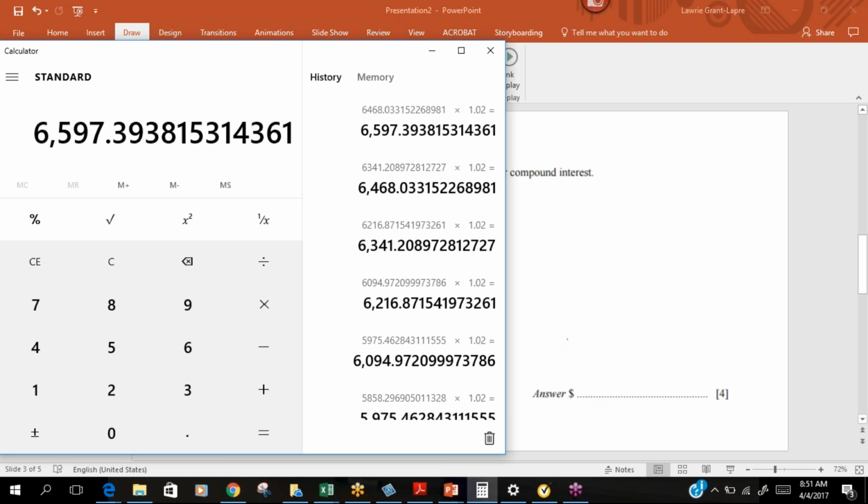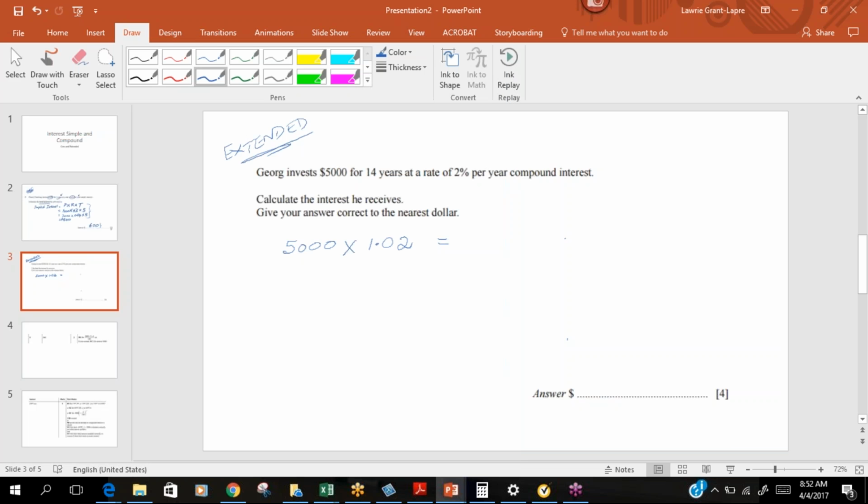Now here we have the answer after 14 years. This is compounding. Each year, notice it's 1.02 times the previous answer. Each time it's the answer times 1.02. Well, that's one way you could do it. The answer was 6597.39.